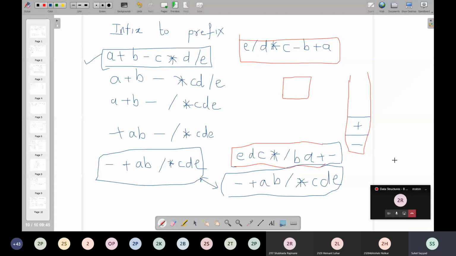But as far as the theory part is concerned, we have seen the algorithm and we have seen the examples of how to convert infix to prefix and infix to postfix using the traditional method, and we have verified how we can do it with the help of a stack also using our algorithm.